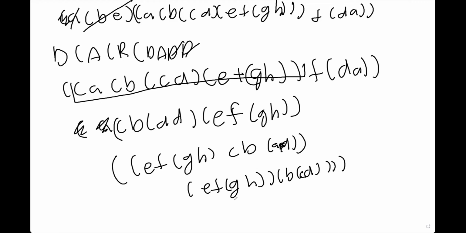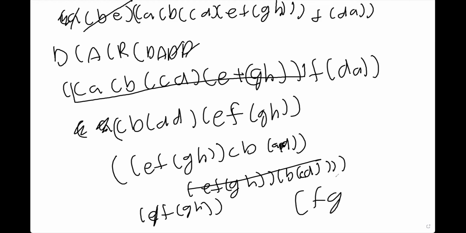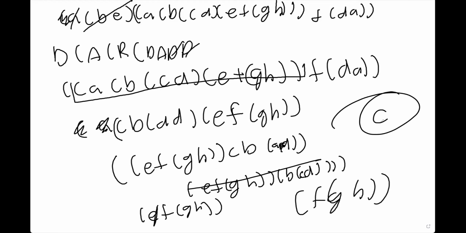Like this, and then it says CAR. No, wait, this is CAR. My bad. And then we're going to get C. We're going to get CAR. I'm sorry for messing up so much today. EFGH. And then we're going to eliminate the first one. In this case, it'll be E, so FGH. And that would be answer choice C.